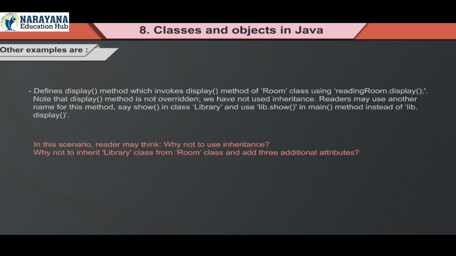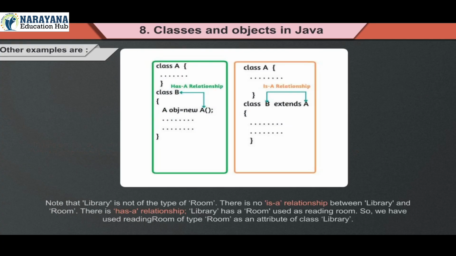In this scenario, a reader may think, why not use inheritance? Why not inherit the library class from the room class and add 3 additional attributes? Note that library is not of the type of room. There is no is-a relationship between library and room. There is a has-a relationship. Library has a room used as a reading room. So, we have used reading room of type room as an attribute of class library.